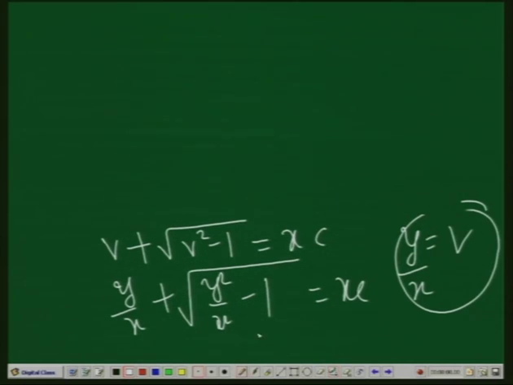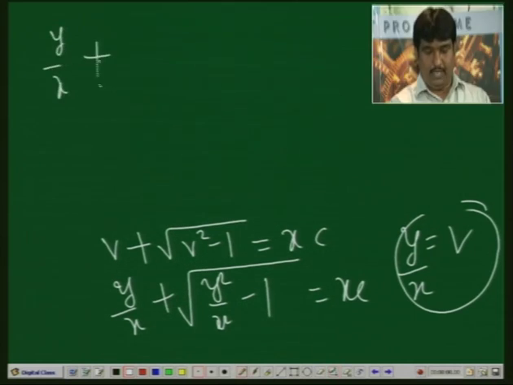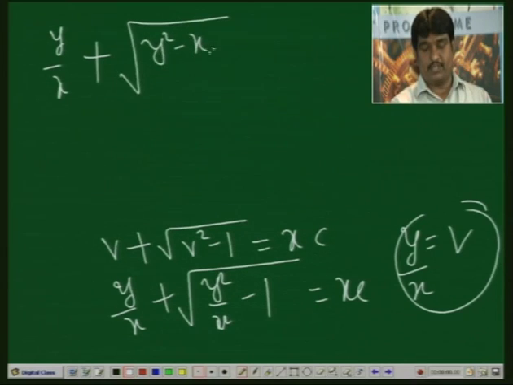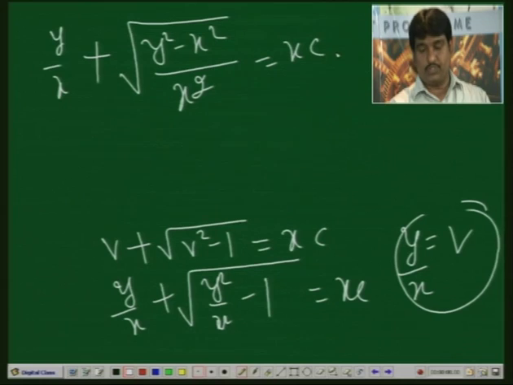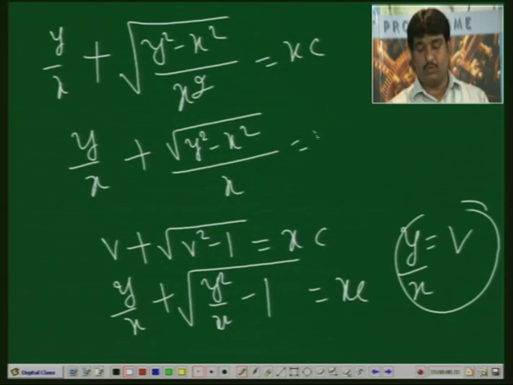I will simplify this. It is y by x plus, you take LCM, this is x square, this becomes root of y square minus x square divided by x square equals to x into c. So, which in turn becomes y by x plus square root of y square minus x square divided by x equals to xc.